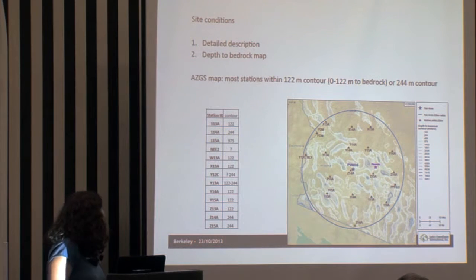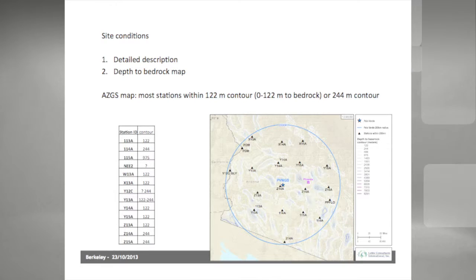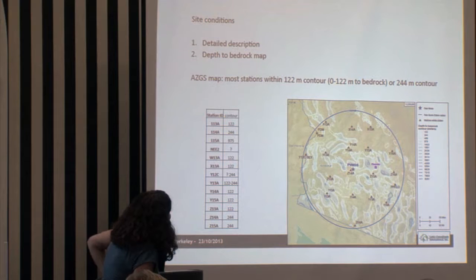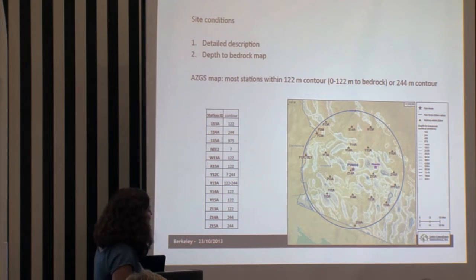And then we have a map from the Arizona Geological Survey. You're not supposed to be able to make anything out of it. None of us did at the beginning. These are contours for depth to base rock. This is Palo Verde here. And most of the stations that we're going to be using are within the 1 or 200 meter contours.